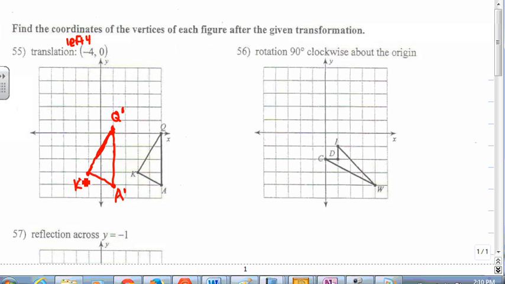Now, we got to read the problem. The problem specifically asks for the coordinates of the image vertices. So, let's label. Q prime is at what location? 1, 0. A prime is at what location? 1, -4. Very good. And K prime is at what location? -1, -3. Very good.